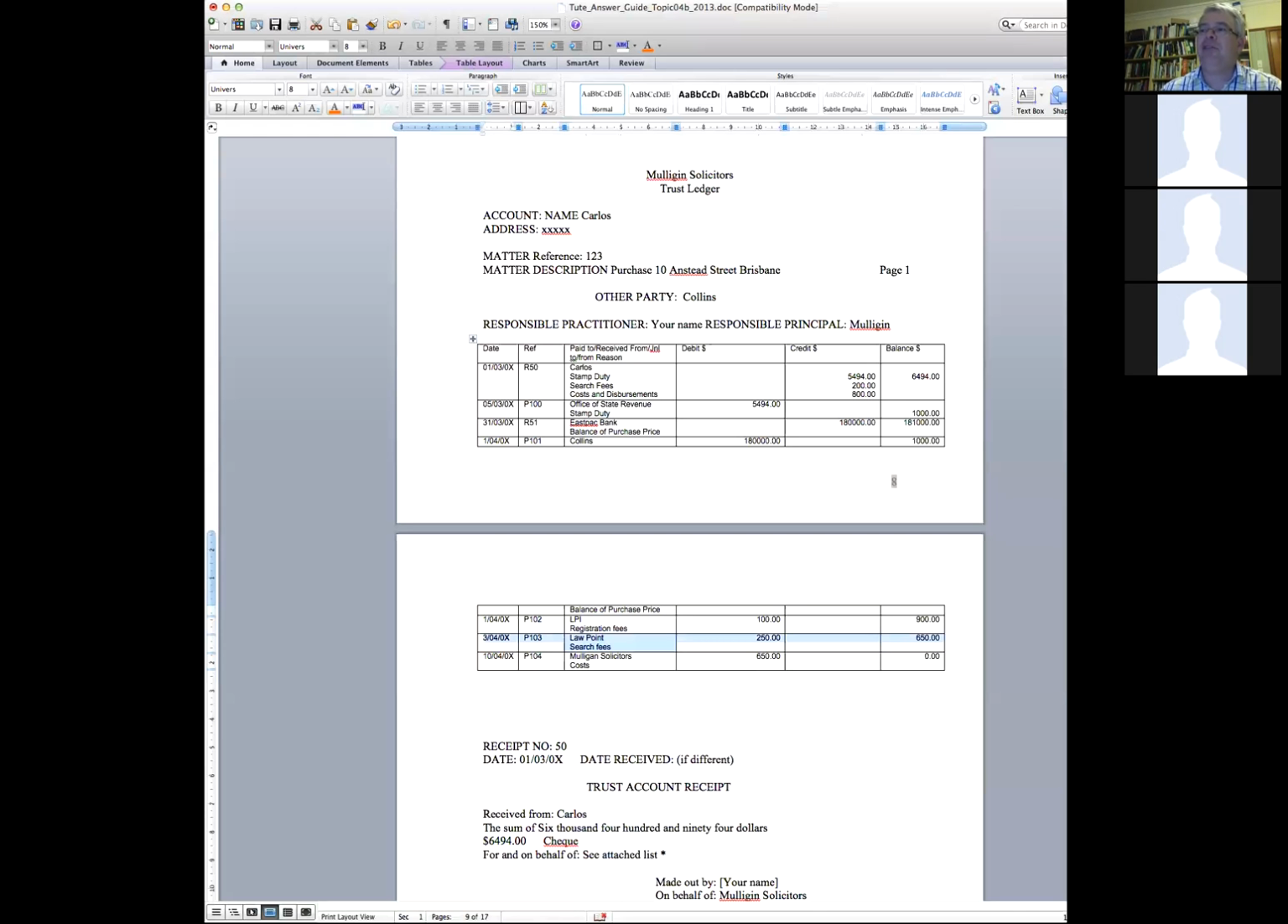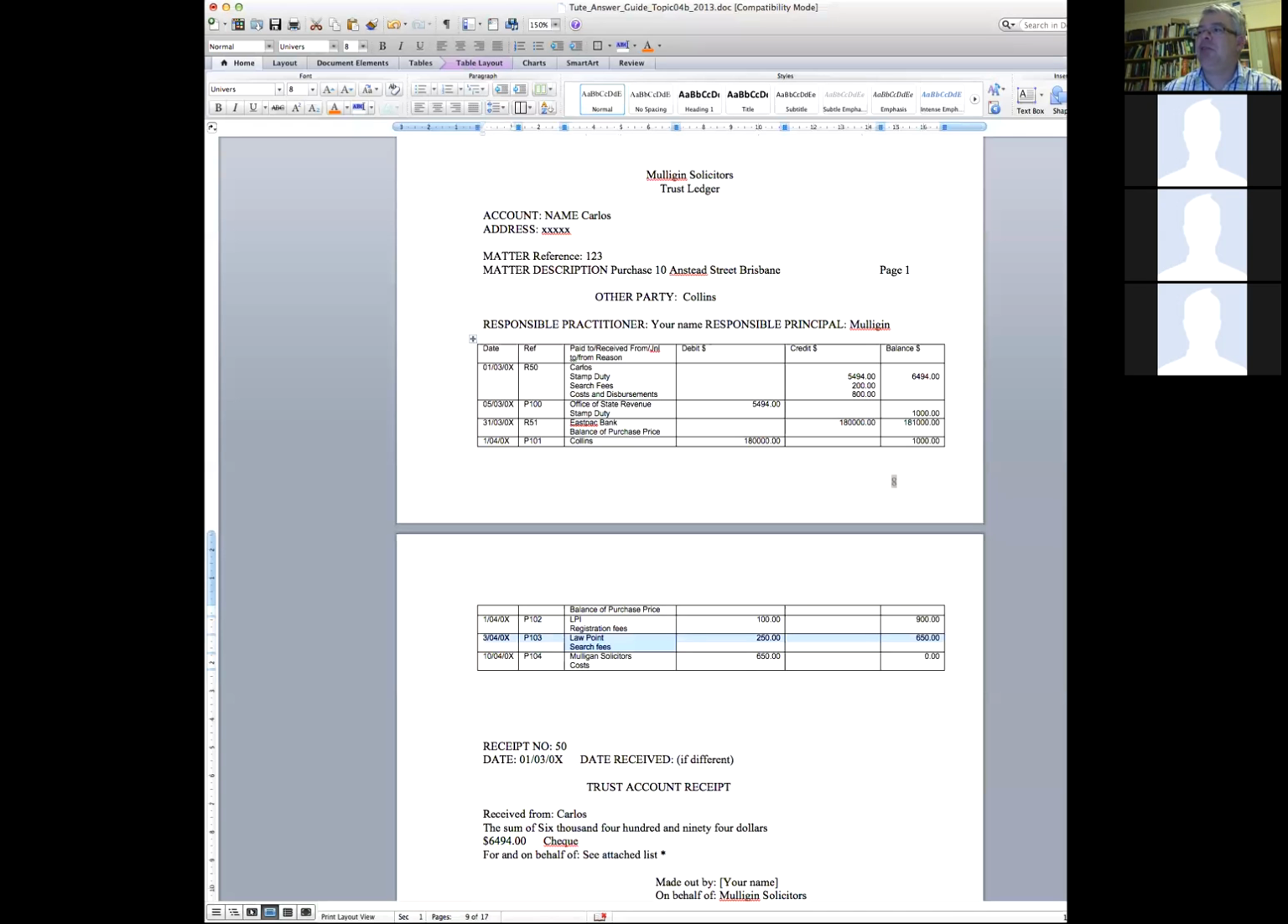So for each of the transactions that were receipts, they'll be credits in the trust ledger. So remember, we got the original amount of $6,494. You can see there it's listed. It's also listed in terms of the multi-amounts. It shows you the specific trusts that you can make payments on. Then you've got the Office of State Revenue, the first payment of stamp duty. So that's a debit. It's reducing the balance of the trust ledger. That then leaves you $1,000 sitting in the trust ledger.